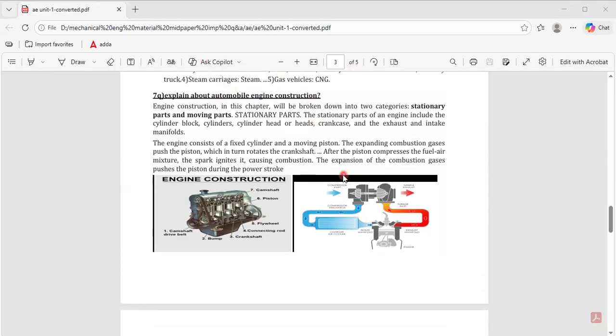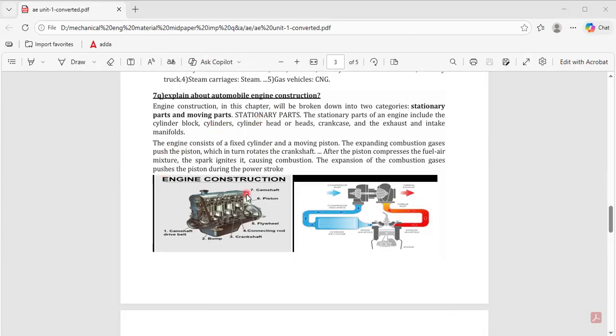Seventh, explain about the automobile engine construction system. Engine construction in this chapter will be broken down into two categories: stationary parts and moving parts. The stationary parts of an engine include the cylinder block, cylinder head, crankcase, and intake manifold. So this is the automobile engine construction system.